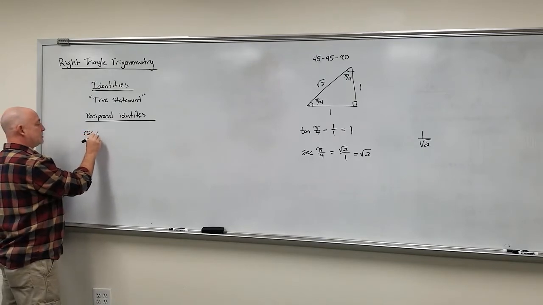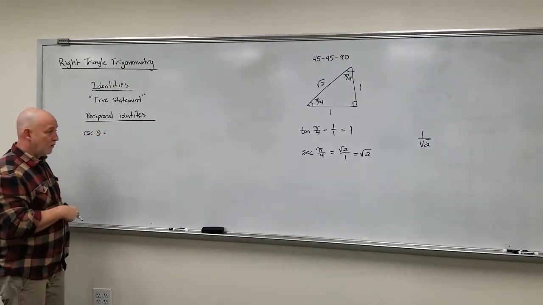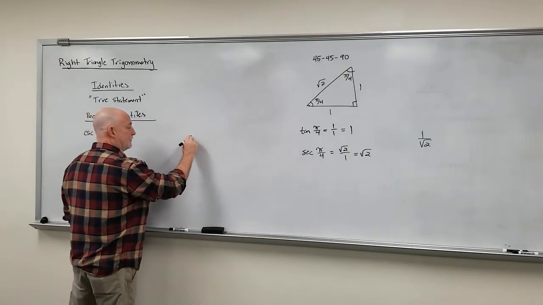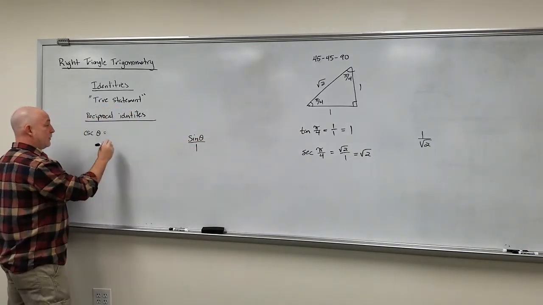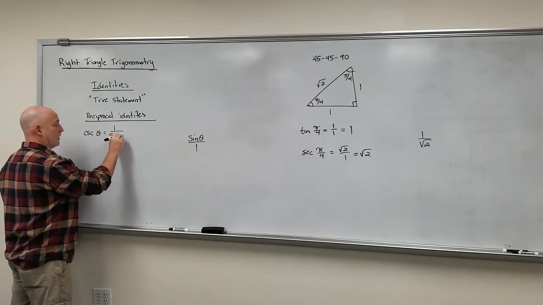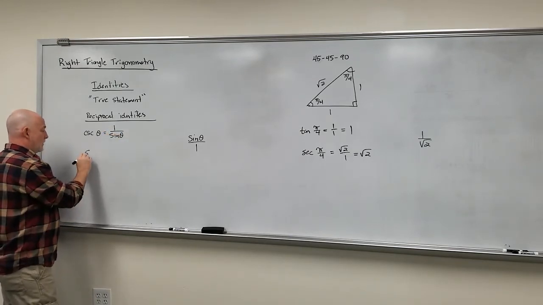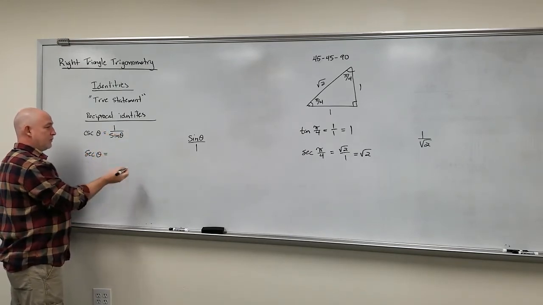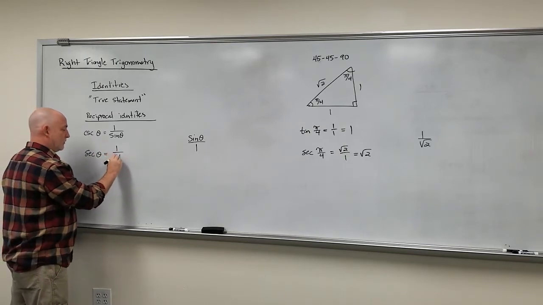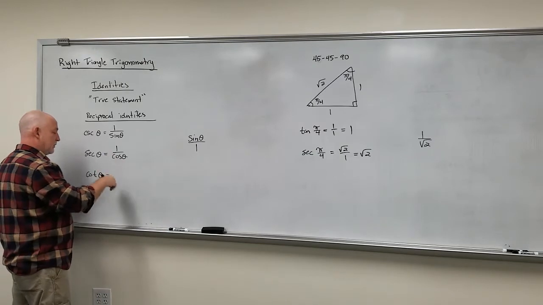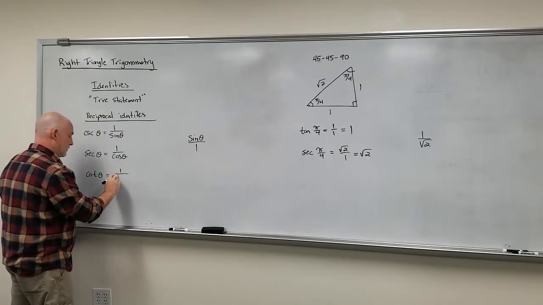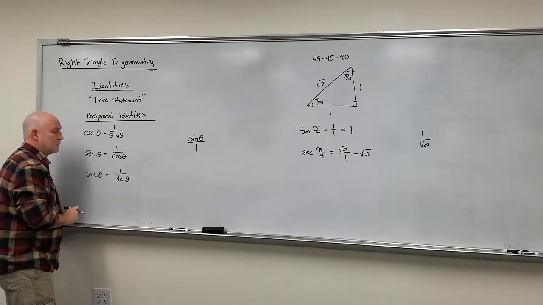We know that the cosecant is the reciprocal of sine. Well, if I have the sine of theta, remember that's the sine of theta over 1, so the reciprocal of that is 1 over the sine of theta. We know the secant of theta is the reciprocal of cosine, so 1 over the cosine, and we know the cotangent is the reciprocal of tangent, so 1 over tangent.